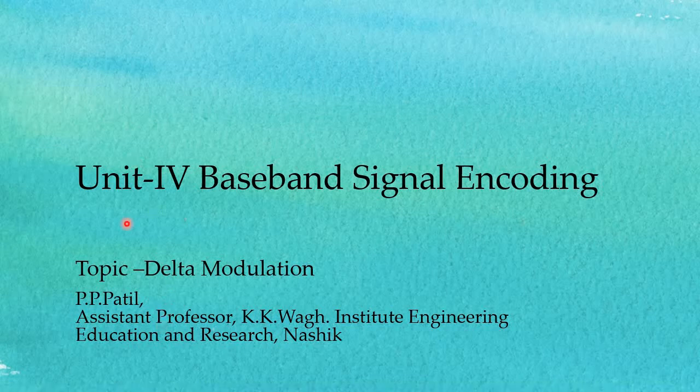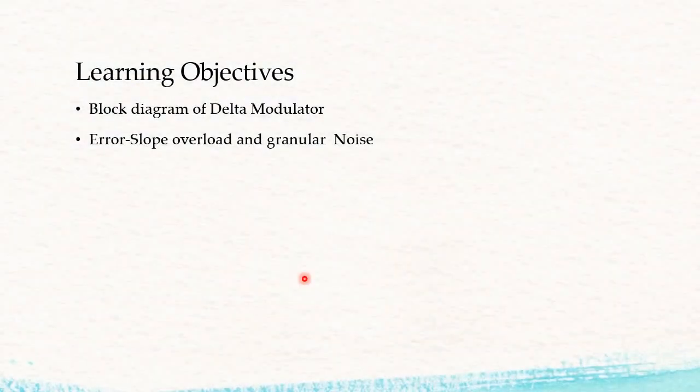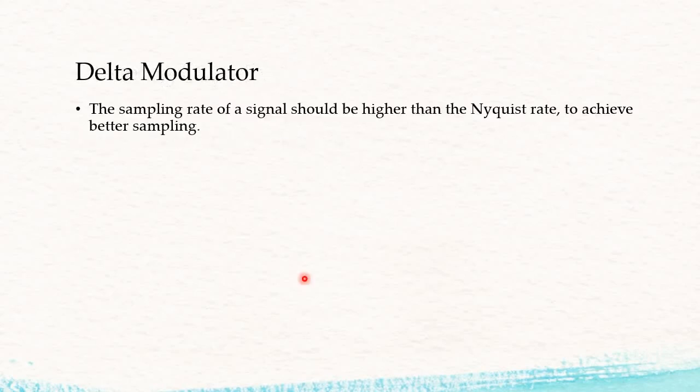In today's lecture, we are going to discuss the next topic of unit number 4, that is delta modulation. Learning objectives: block diagram of delta modulator, and errors present in a delta modulator, that is slope overload distortion and granular noise. What is delta modulation?